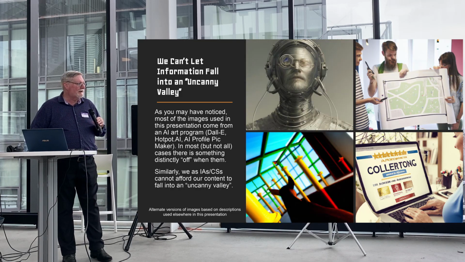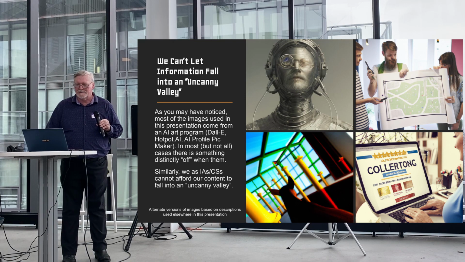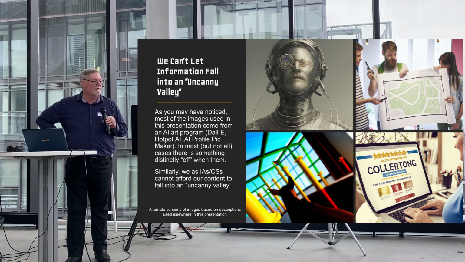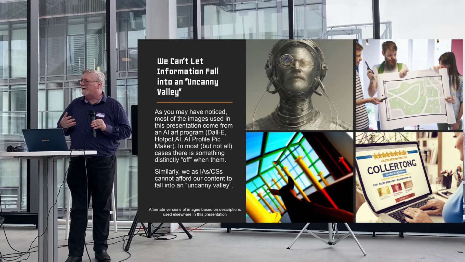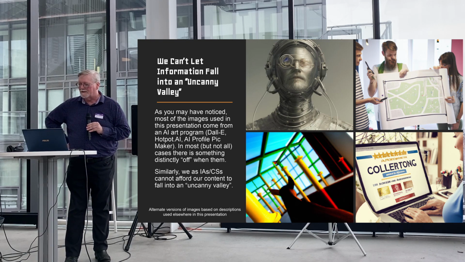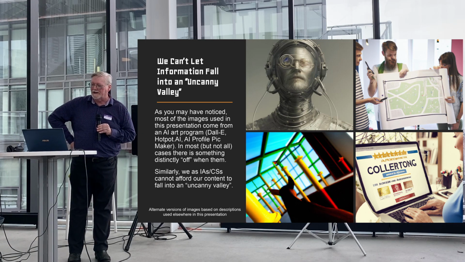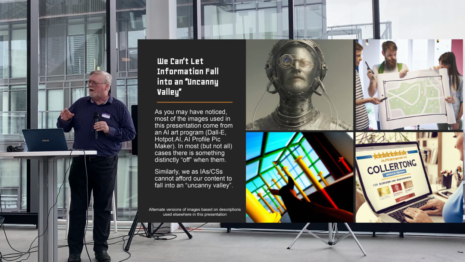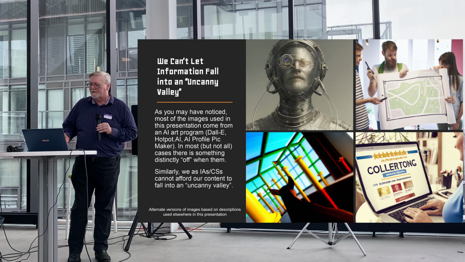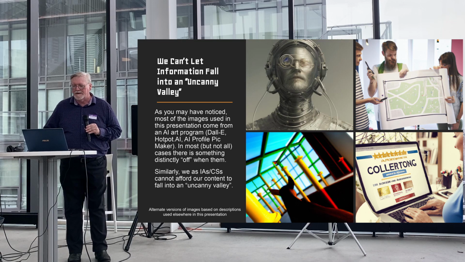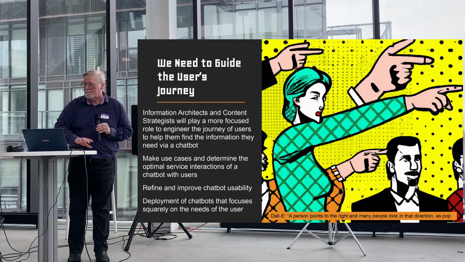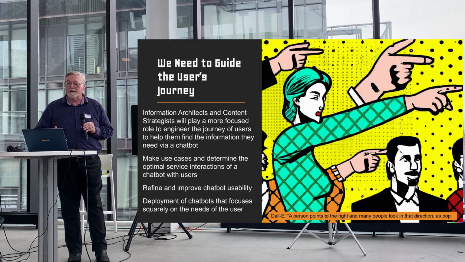Now, I'm going to argue here that as information architects and content strategists, we just can't let information fall into essentially the content equivalent of the uncanny valley. As you may have noticed, maybe it's a bit hard because things are a bit dim on the screen, but most of the images used in this presentation come from AI art programs. And in most, but not all cases, there's something distinctly off about them. Similarly, we as IAs and content strategists simply can't afford our content to fall into the content version of an uncanny valley. So there's still a need for us to guide the user's journey.